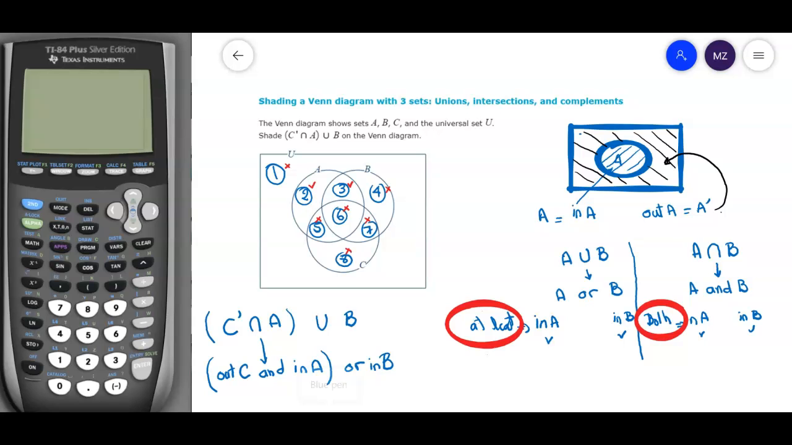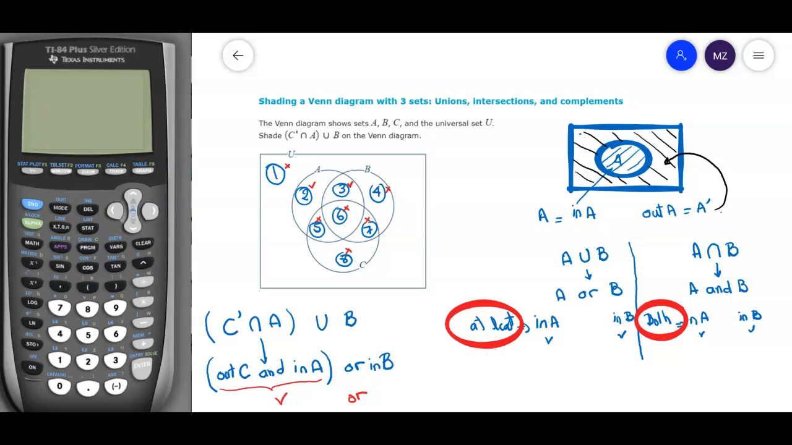Now I'm going to change the color and do the second statement, which is or in B. The first statement, by the way, is this statement here, a check mark this way. So we have the or right now. I'm going to use the blue.